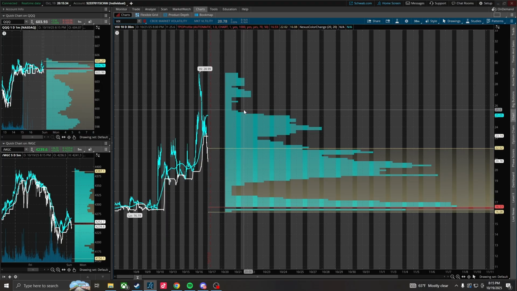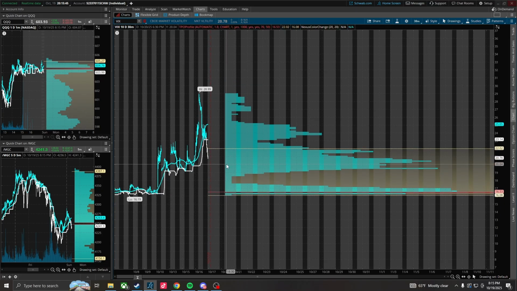So 30 minute is the main time frame that I like to look at the VIX on, mainly because it's very good with the TPO profile that we have. And also, I just get a really good general idea of where price wants to go when looking at the 30 minute.